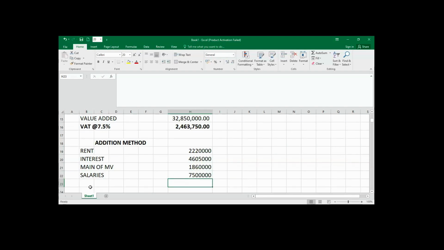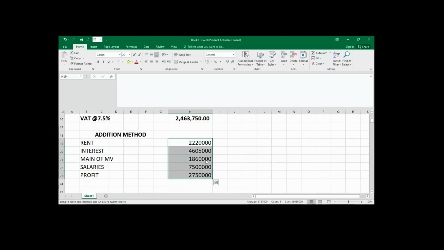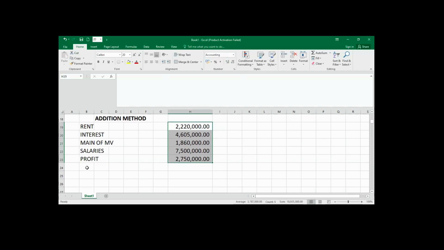Then we now have profit. Profit is the reward for what? Entrepreneur. It's also the reward for entrepreneur: 2,750. So we add up all these rewards. Any value that it gives us is what we are going to add together to get to the addition method. So the total addition will give us what is called value added.